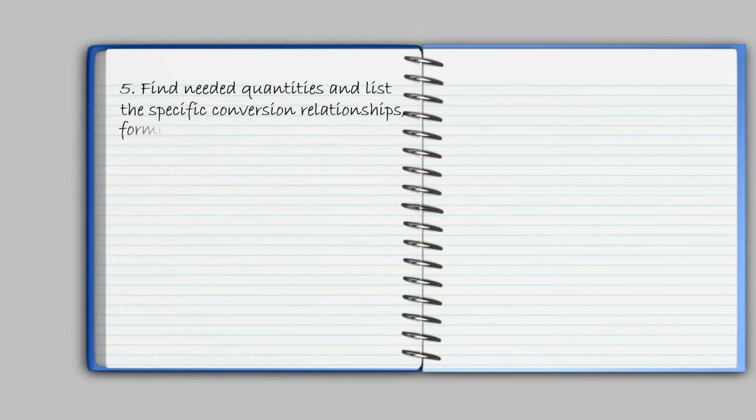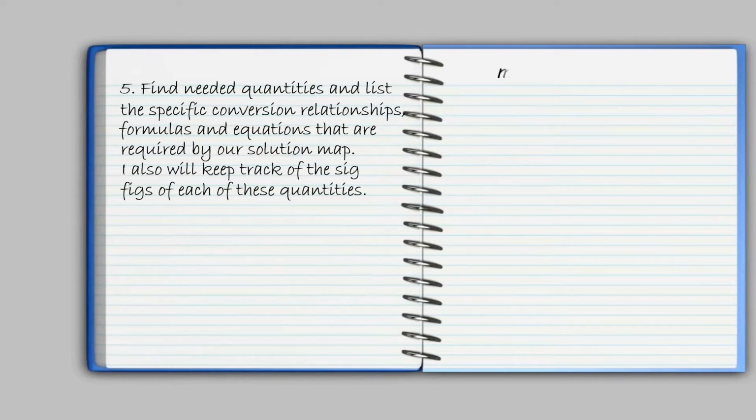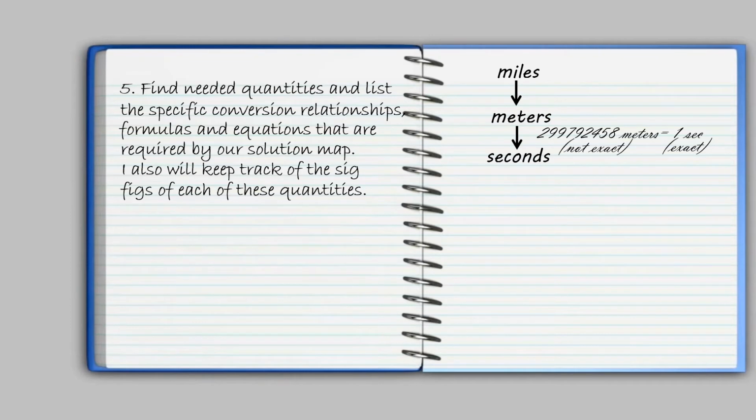At this point, we go out and find quantities we need and list the specific conversion relationships, formulas, and equations that are required in our solution map. We want to keep track of the sig figs of each of these quantities. Now we already have the speed of light. Now I need a conversion factor that relates miles and meters. Oh no! I don't have this conversion.